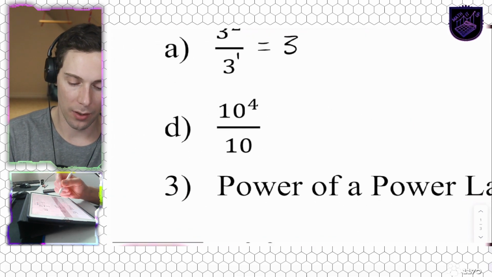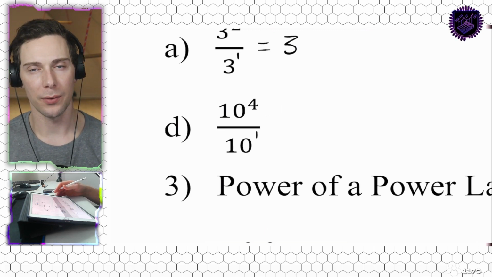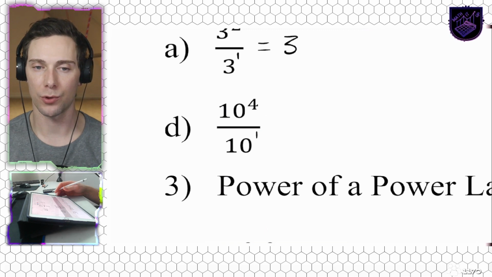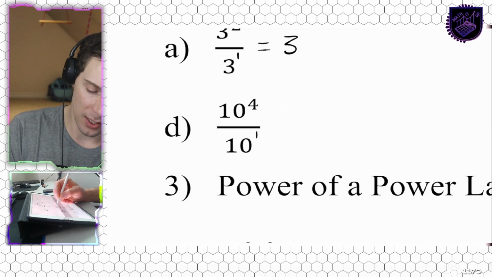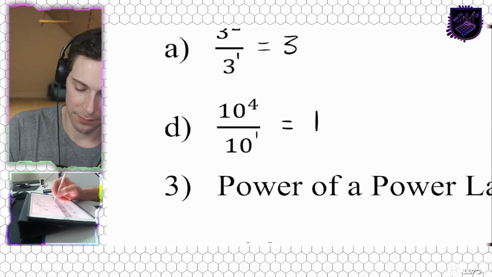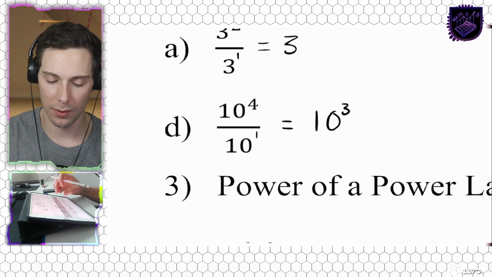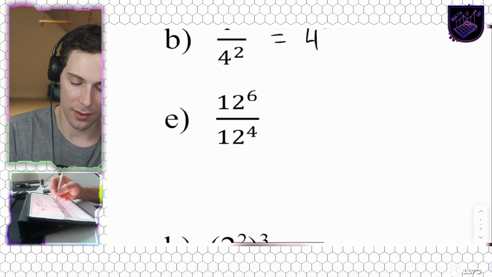10 to the 4 divided by 10 to the power of 1. Once again, the division law states you just subtract the exponents when the base is the same and you're dividing. So this is going to be equal to 10 to the 3rd. 4 minus 1, 3.